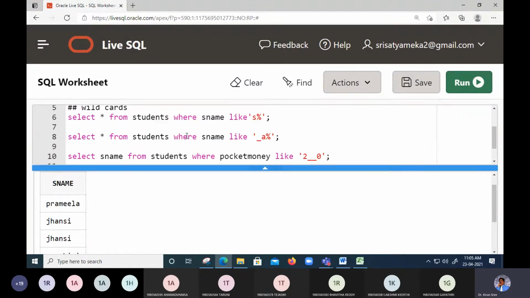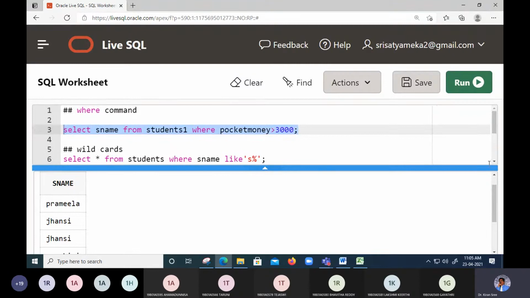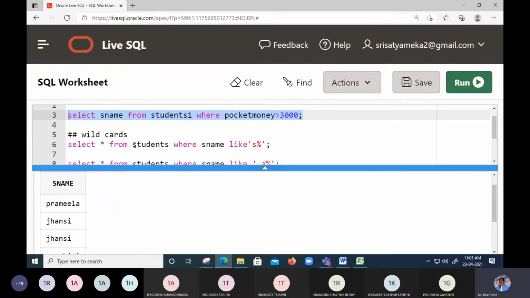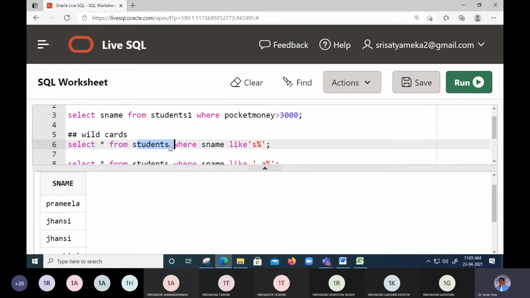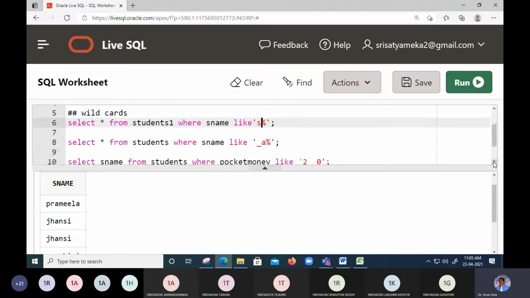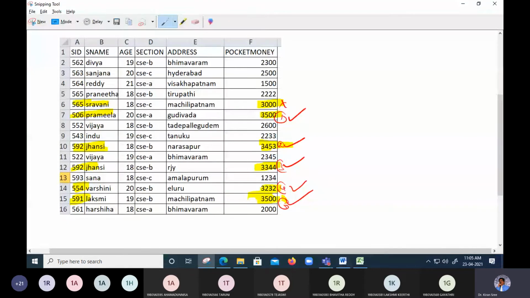Fine. Now let us look into the second command. What was the second command? The wildcards. Select star from student1 where student name is like 'S%'. So what is the answer we should expect? The name must start with S, and the remaining can be anything.